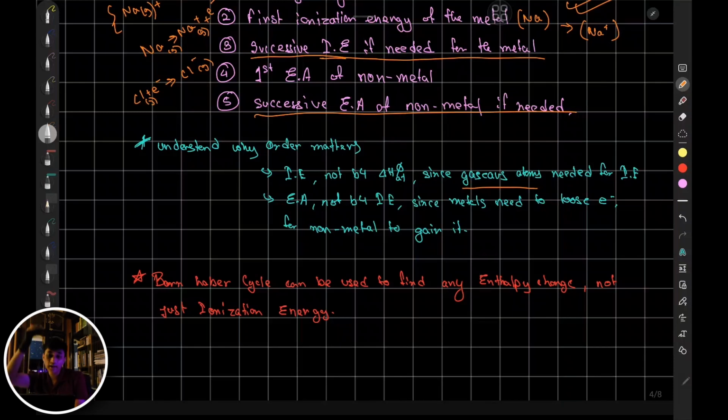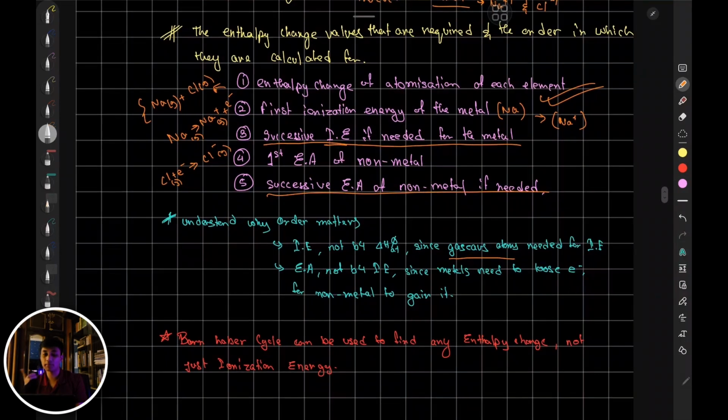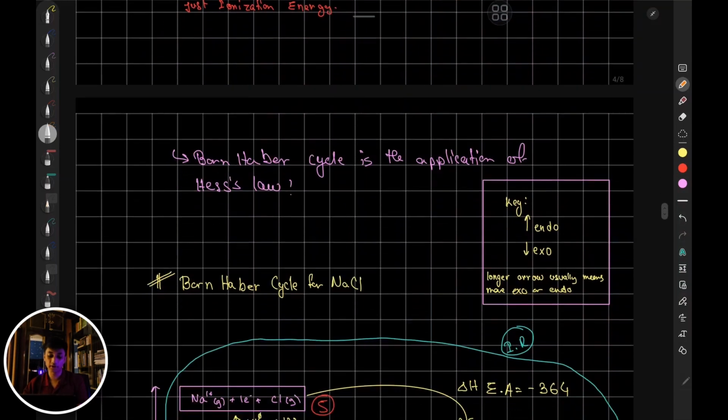Alright, once I show you the structure of a Born-Haber cycle, all of these concepts are going to be far more clear. So remember that from a Born-Haber cycle, you may be asked to find any variable, be it lattice energy, be it enthalpy change of hydration or solution, which I'm going to talk about later on, or enthalpy change of atomization, or any other variable, right? So you may be asked to find any enthalpy change. Okay.